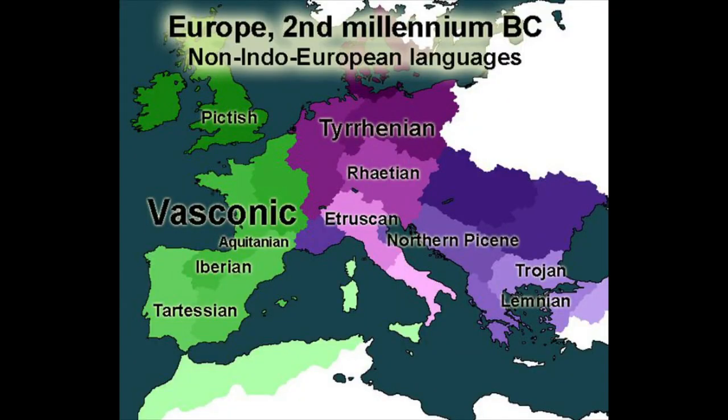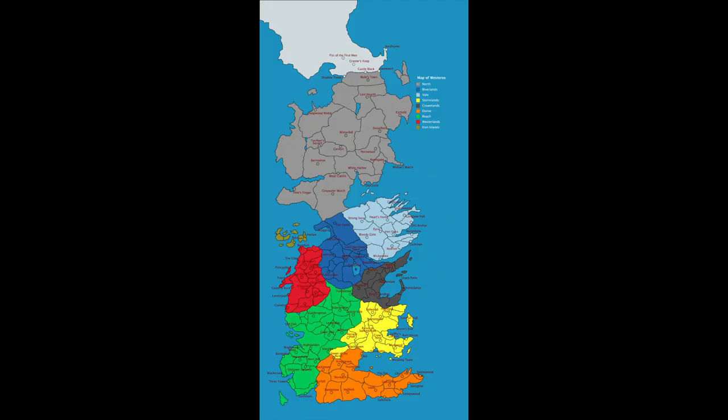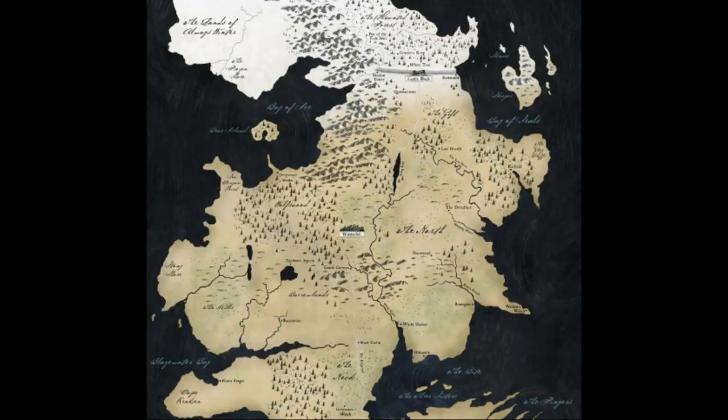South of the Wall lies the Seven Kingdoms and the Riverlands. The most northern one, of course, is, well, the North. For such a creative guy like George R. R. Martin, I'm surprised that he didn't come up with a better name than the North.